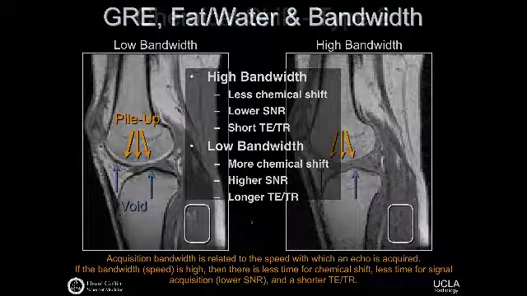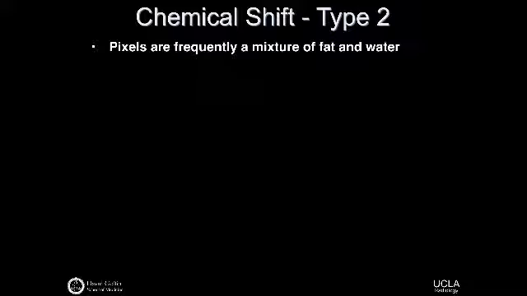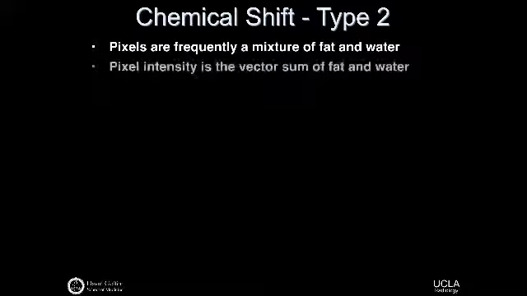There's another sort of consequence of fat, so not just the spatial misregistration component, but something else as well. It turns out that pixels, little volumes that we're interrogating or imaging, are frequently going to be a mixture of fat and water. Oftentimes we'll be running on boundaries of tissues, or there may be an underlying disease process that leads to the development of fat in particular tissues. The pixel intensity that we measure, see in an MR image, though, is the vector sum. It's the addition of both the fat signal and the water signal.